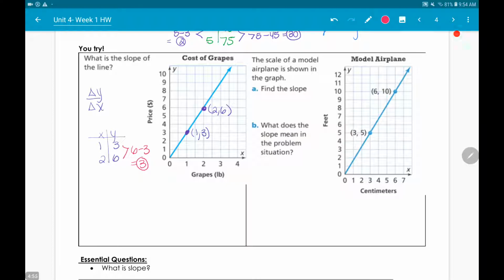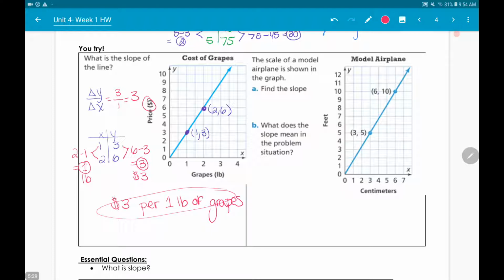And what am I talking about here? I'm talking about money, because y is money. And x, 2 take away 1, that gives me 1. And what are we talking about here? We're talking about pounds. So when I divide that, I get 3. But what does that represent? It represents $3 per 1 pound of grapes. Okay, good.